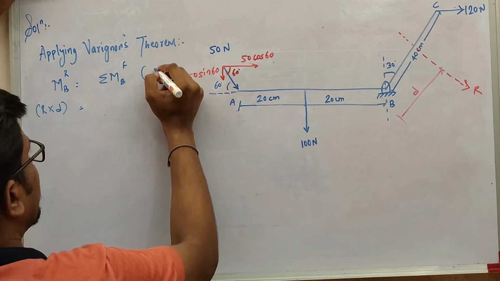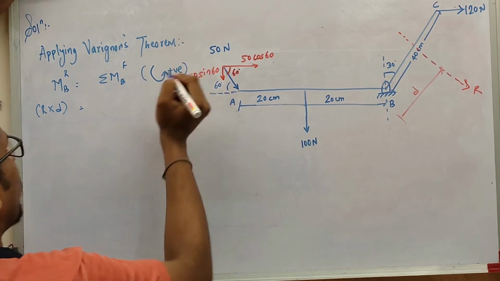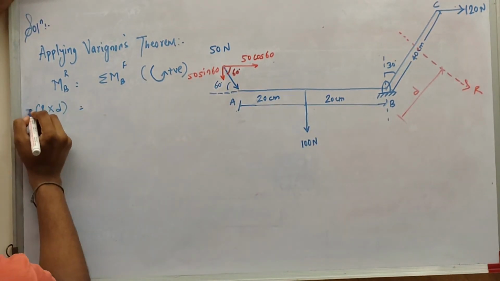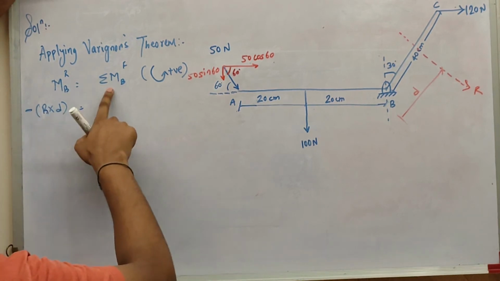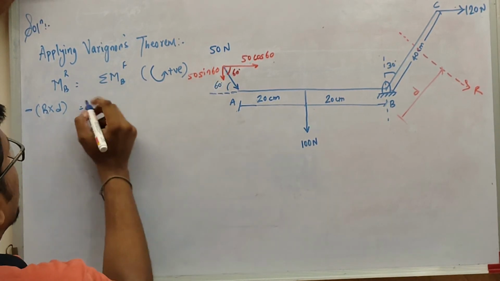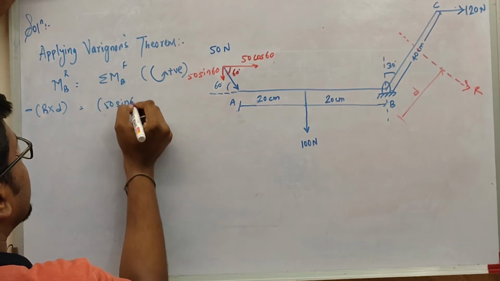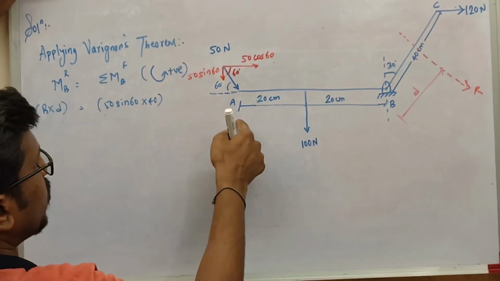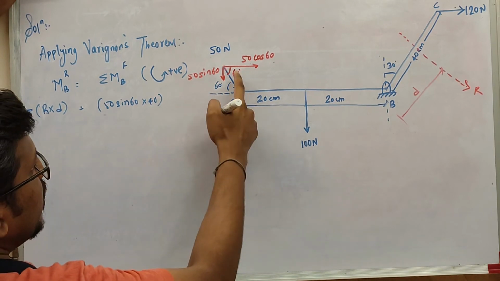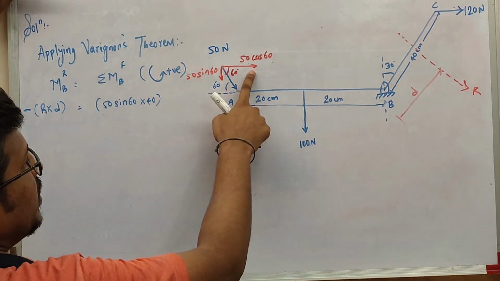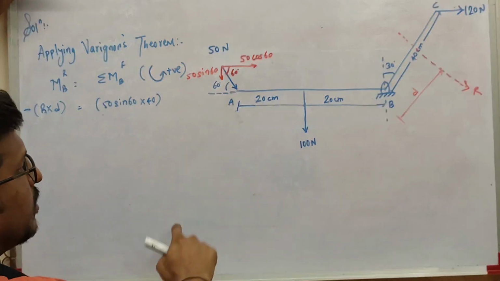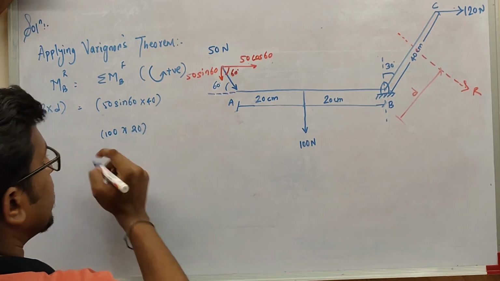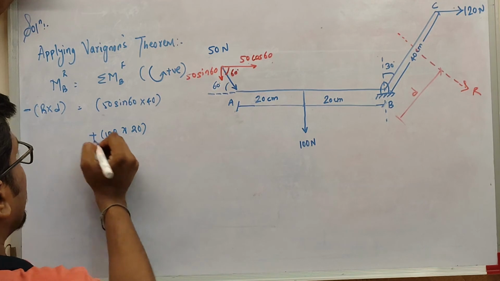We'll say what sign convention we'll be using: whatever goes anti-clockwise we'll take as positive. So your R into D is negative because it is going clockwise. Remember this negative sign. Then we'll account for all forces. First, 50 sine 60 into, with respect to B, it is 40, and that is anti-clockwise, positive. Here 50 cos 60 won't come because there is no perpendicular distance. Then it is 100 into 20, that is also anti-clockwise, so also positive.